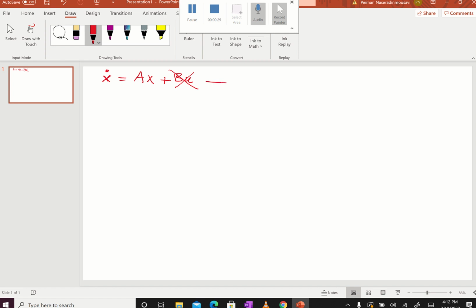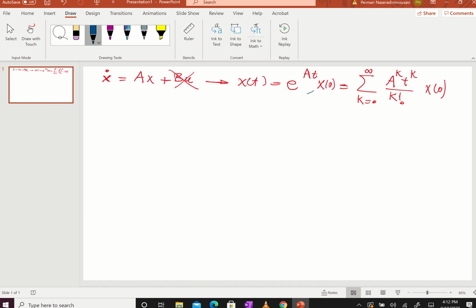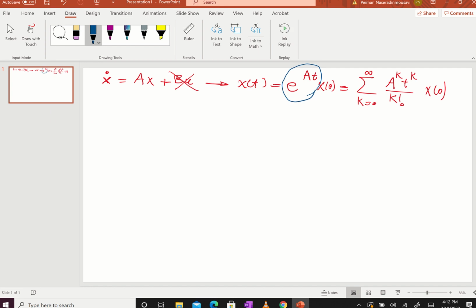We saw that the solution, which we derived together, is x of t equals the sum of k from 0 to infinity of matrix A to the power of k, t^k divided by k factorial, times x at the initial condition, time 0. That's right. And we established some properties for the matrix exponential. So the name of this was matrix exponential, if you look at the previous notes.